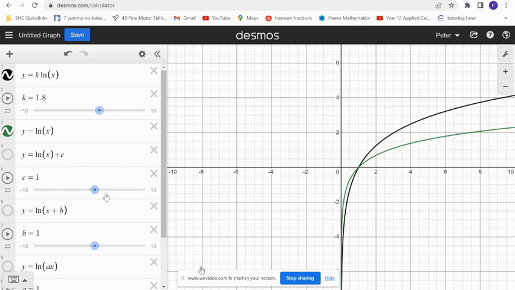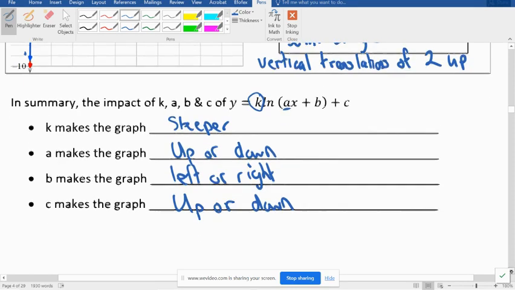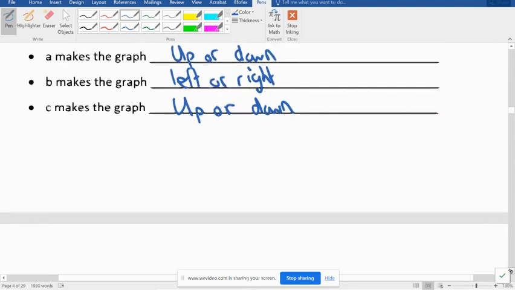We could change all these other values too, but I think they're pretty clear from the investigation. So we'll go back to the document, and I think we just need to tidy those up. k does make it steeper, that's what I just showed you. The A value is like moving it up or down by ln units. For B, just think about quadratics, like how we had x take 2, it's left or right. And C makes it up or down. When we do example questions on the next page, we'll make it a bit more detailed, and that will be in part 2 of this video.